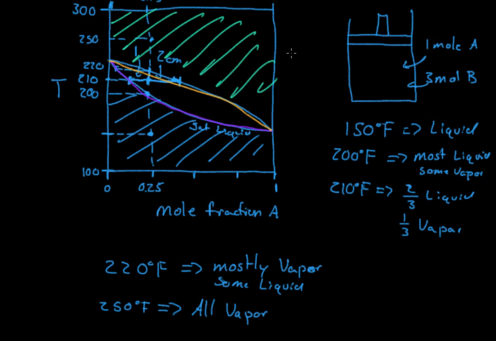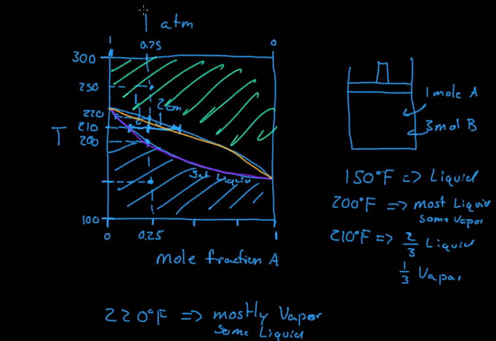And remember, the system is all at 1 atm. This would look different if you increase the pressure to 2 atmospheres. It wouldn't be this anymore. So this is at constant pressure, and we're changing the temperature. And remember, at 250 degrees, we're changing the temperature of the entire system, not just the vapor. So I said that at 210, it's a little bit of liquid and a little bit of vapor, but the liquid and vapor are both at 210 degrees Fahrenheit.